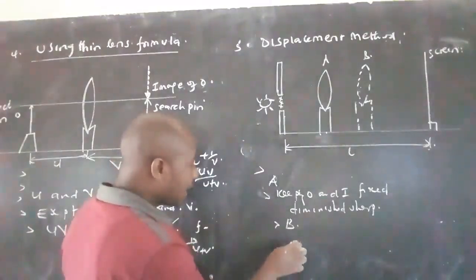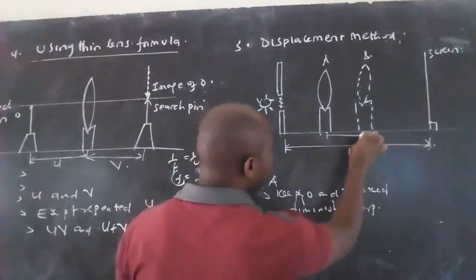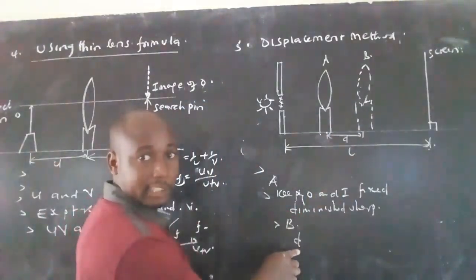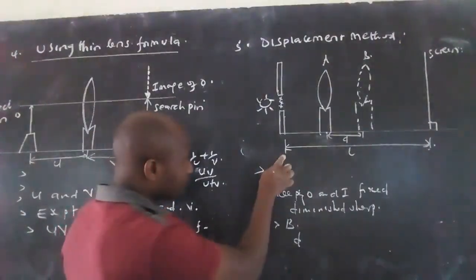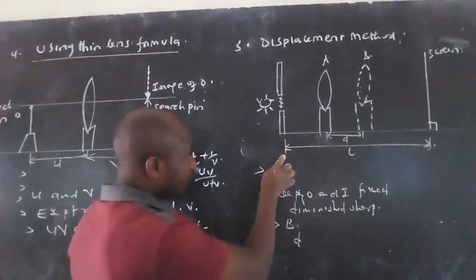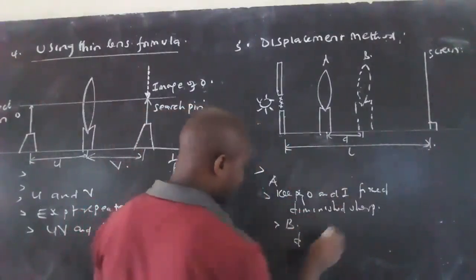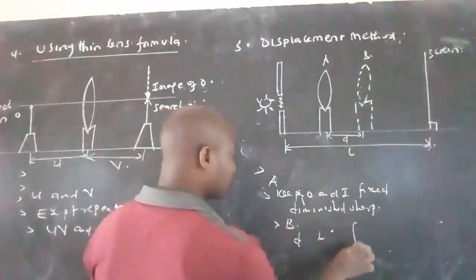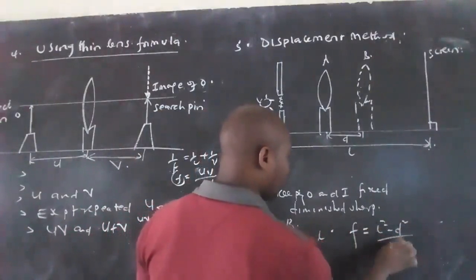The distance between A and B, d, is measured and recorded. The distance between the illuminated object and the screen, L, is measured and recorded. Then the focal length is f equals L squared minus d squared over 4L.